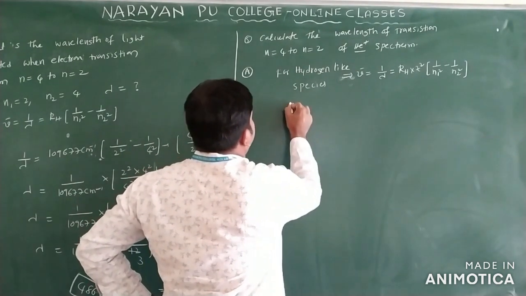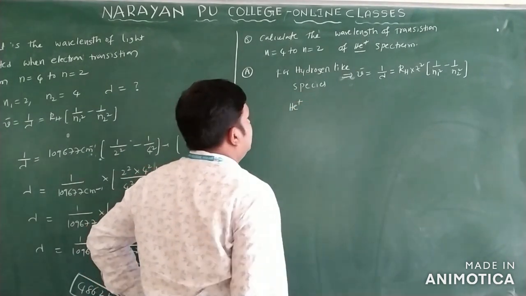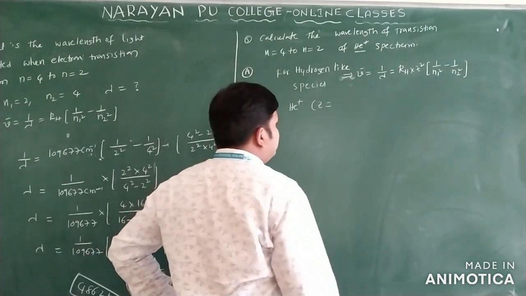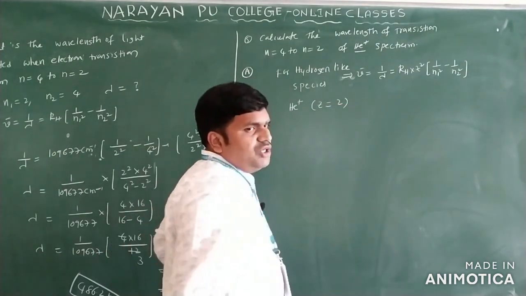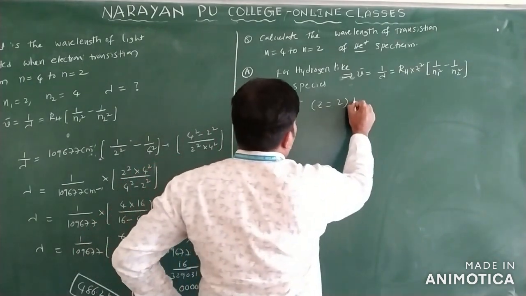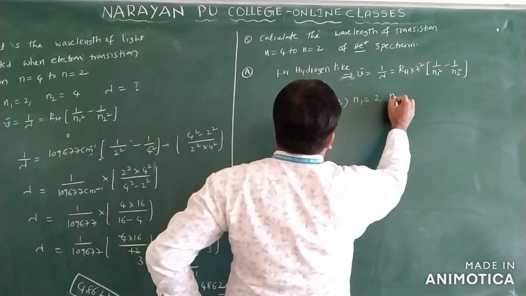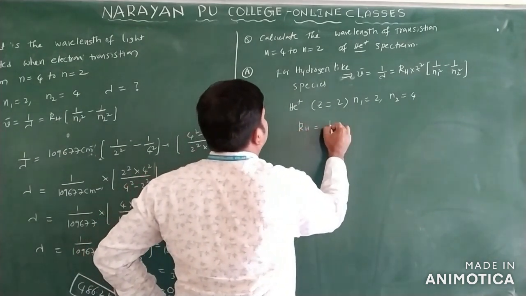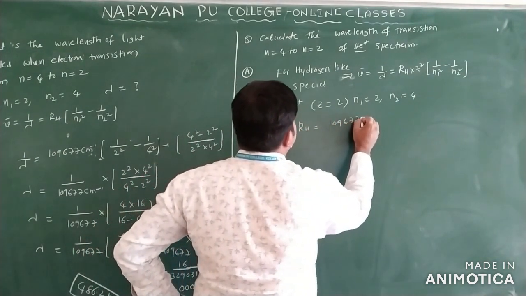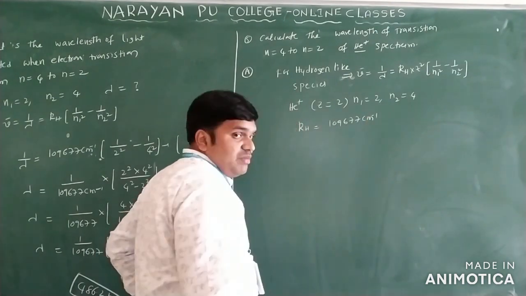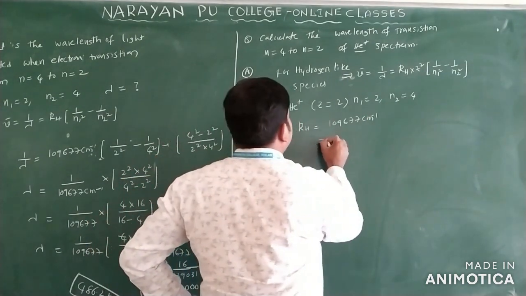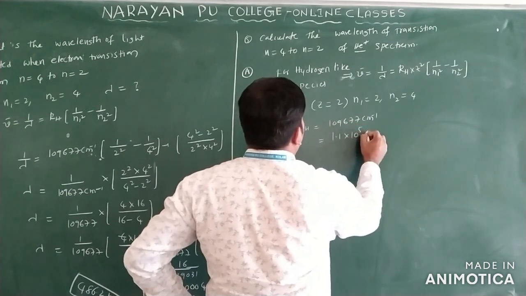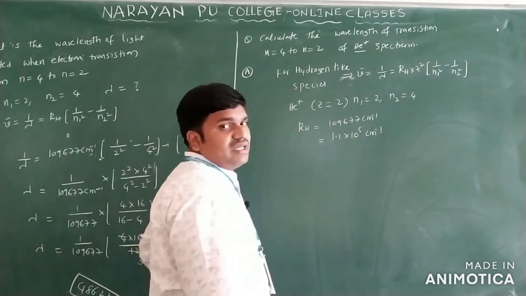Clear? So He plus is given. What is the Z value for the helium atom? The atomic number of helium is 2, we can take this. So now we have N1 is equal to 2, N2 is equal to 4, and RH is equal to 109,677 centimeter inverse, or you can simply write this as 1.1 into 10 power 5 centimeter inverse.